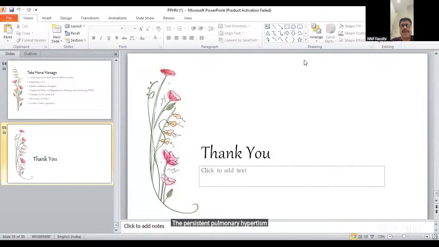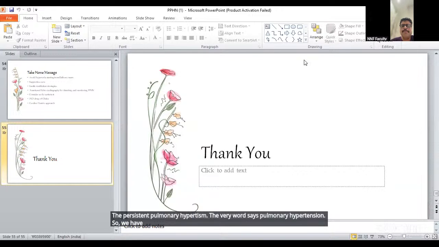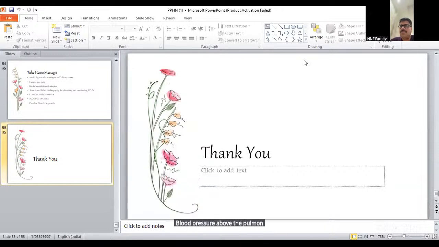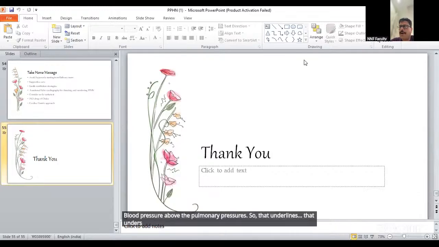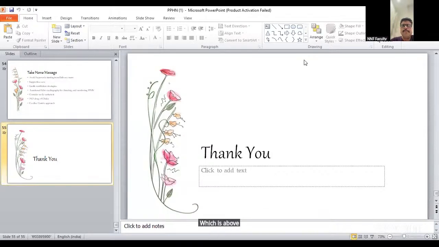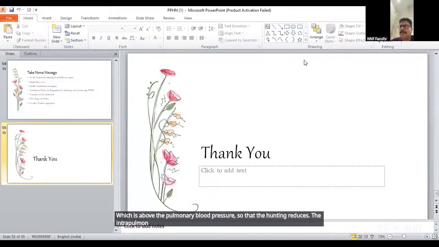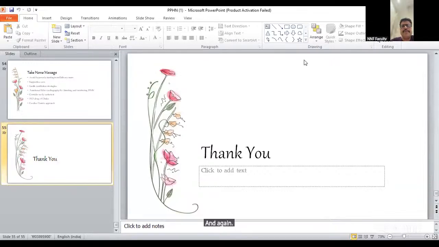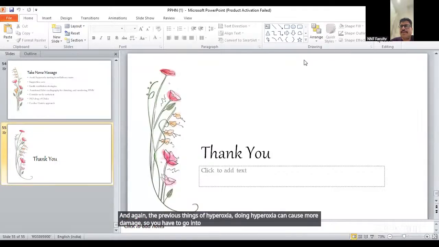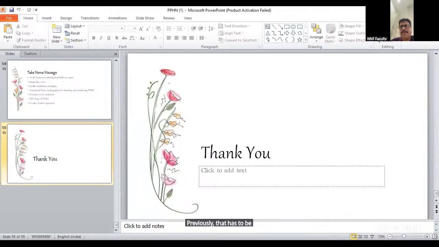The basic bottom line is persistent pulmonary hypertension. The very word says pulmonary hypertension. So we have to keep the systemic blood pressure above the pulmonary pressures. That underscores the importance of maintaining the systemic blood pressure above the pulmonary blood pressure, so that the intrapulmonary and extrapulmonary shunting reduces and the PPHN improves. And again, doing hyperoxia can cause more damage. So you have to go into normoxia, and gentle ventilation strategies, avoiding hyperventilation as advocated previously, have to be taken into account also.